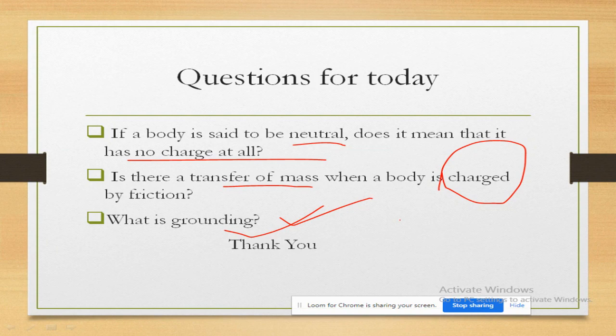In the next video lecture, we will discuss a device known as electroscope, which is used to detect as well as measure charge. Electroscope, or more appropriately, gold leaf electroscope. Then we will go into our discussion of permittivity and then into Coulomb's law.